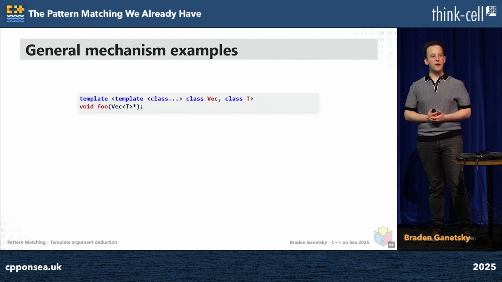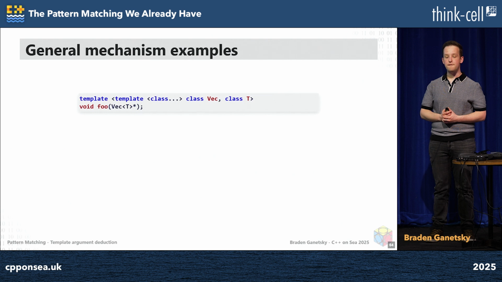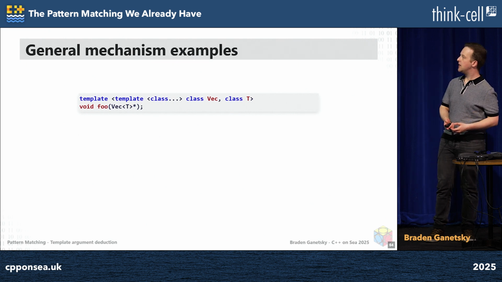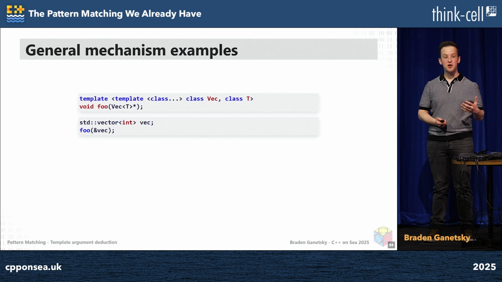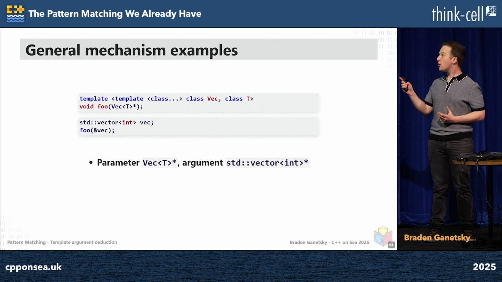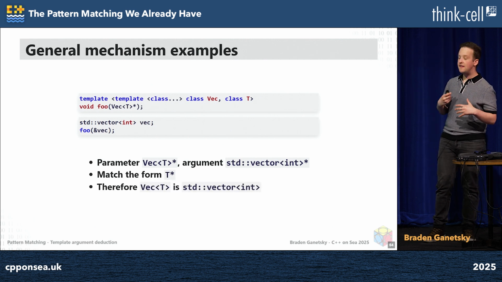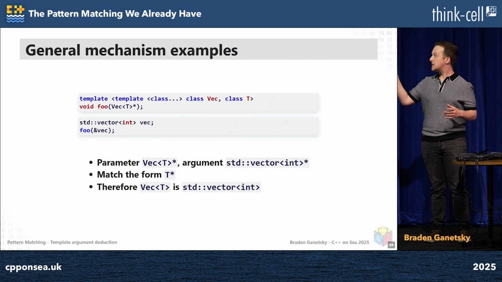This one is another function template. It takes Vec<T>*. This time, Vec is not std::vector. It's some template parameter that could really be anything. So how do we do this one? Well, again, we're going to pass in a std::vector<int>*. So our parameter is a Vec<T>*. Our argument is a std::vector<int>*. Same thing as before. We match the form T*, and then Vec<T> is obviously std::vector<int>.